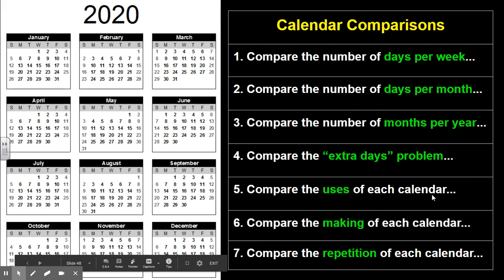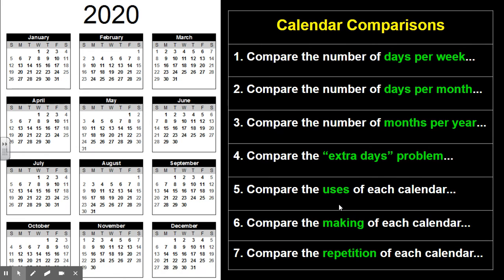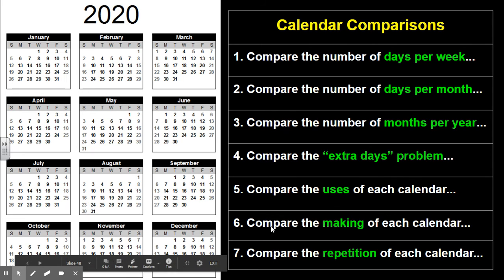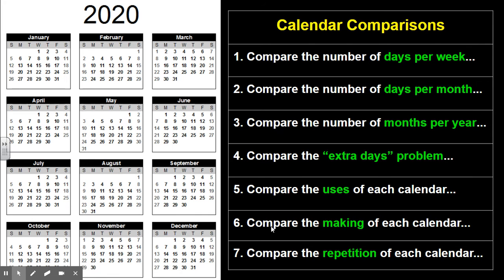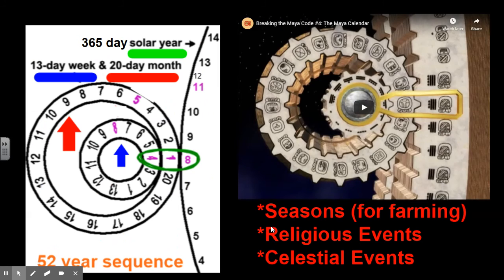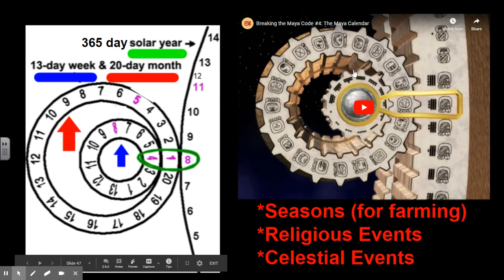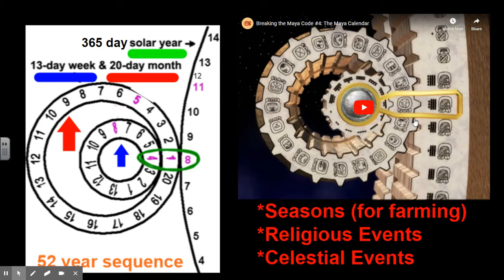So when comparing the uses of each calendar, you obviously can list a few of the similarities and a few of the differences. For number 6, compare the making of each calendar. Well, that one's pretty easy because we've already said that to make an actual Mayan calendar to scale was really not useful. I don't want to say it was impossible because clearly it would be possible, but it depends on how big you were planning on making this thing. And it's not something you can necessarily just hang on a wall if it had to be really big, especially because it's got 3 rings with one of them being super big.